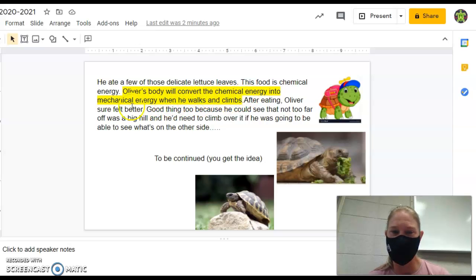After eating, Oliver sure felt better. Good thing, too, because he could see that not too far off was a big hill, and he'd need to climb over it if he was going to be able to see what's on the other side. And then you get the idea. You just continue with the journey and add more energy transformations as you go.